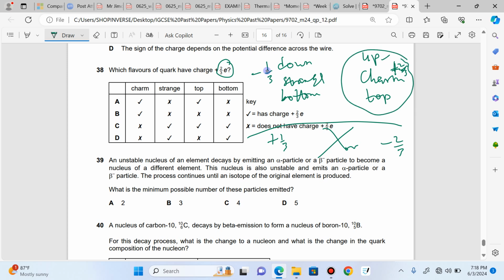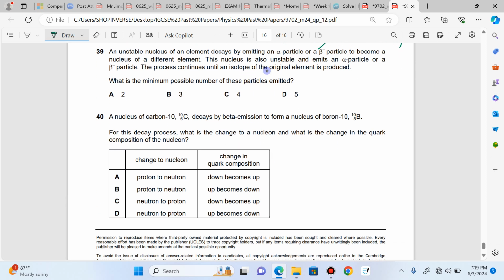So our emphasis is on quarks that have a charge of +2/3. That is up, charm, and top. Do you have up, charm, and top? Top, charm, and up. So just charm and top. That's all. Where do you have charm and top? A. That makes A the correct answer to question 38. We have charm and top. A. We go straight to question 39.